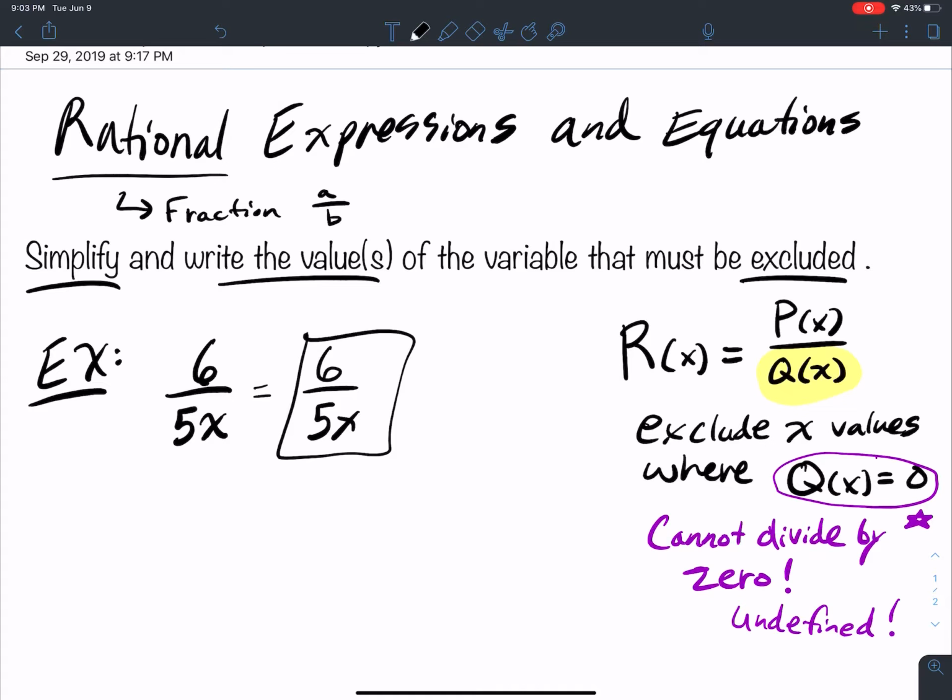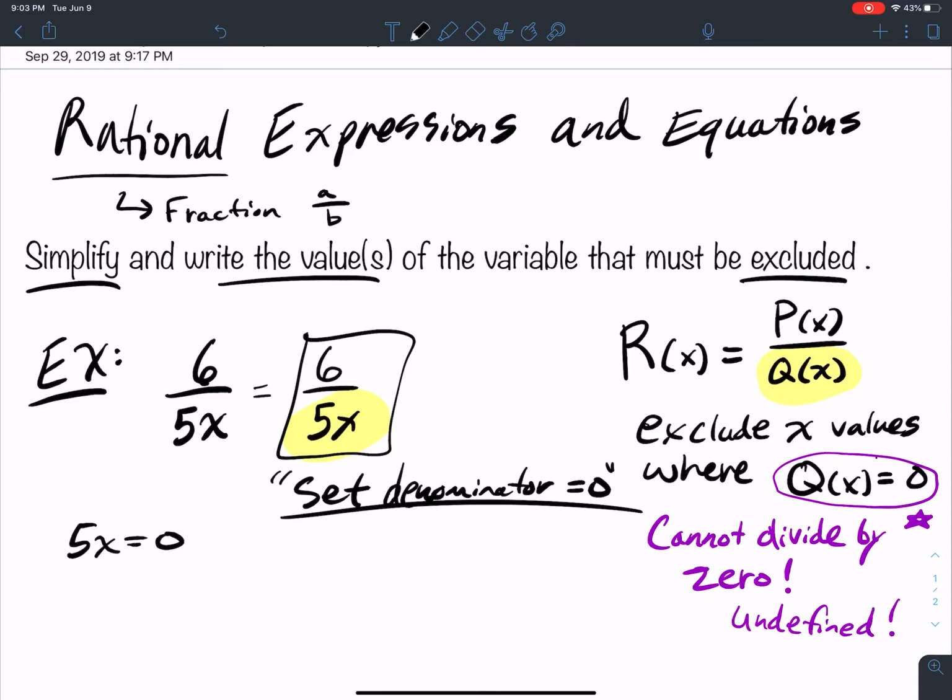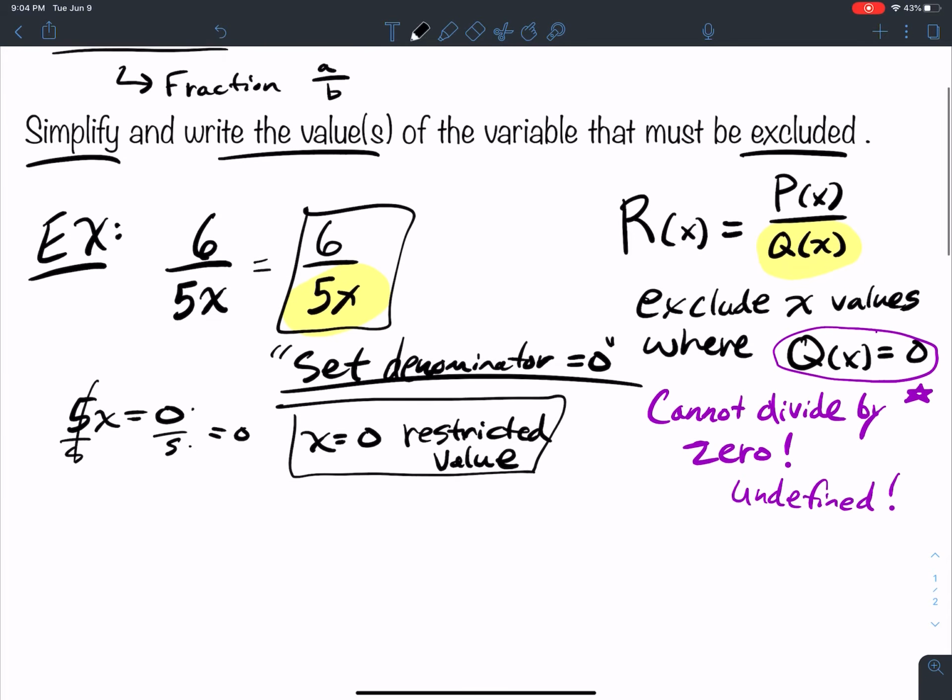What I do once I have this is set the denominator equal to 0. So set the bottom equal to 0. What's the denominator here? It's 5x. So 5x equals 0. Divide by 5, divide by 5. If you don't believe me, type it in your calculator. 0 divided by 5 is 0. x equals 0 is a restricted value. You will be asked to write out the restricted values. So x equal to 0 is restricted.